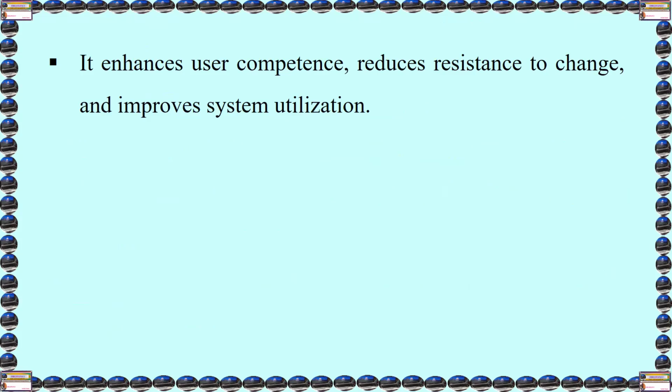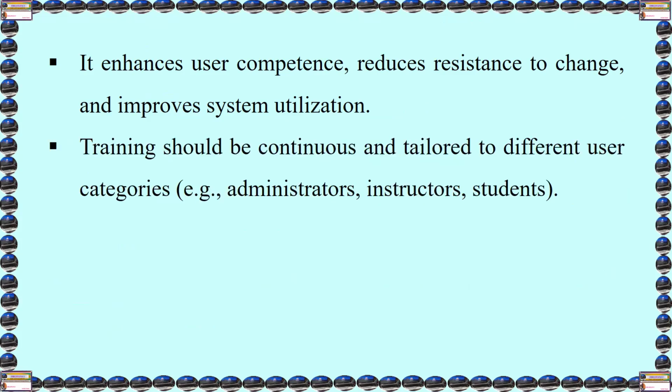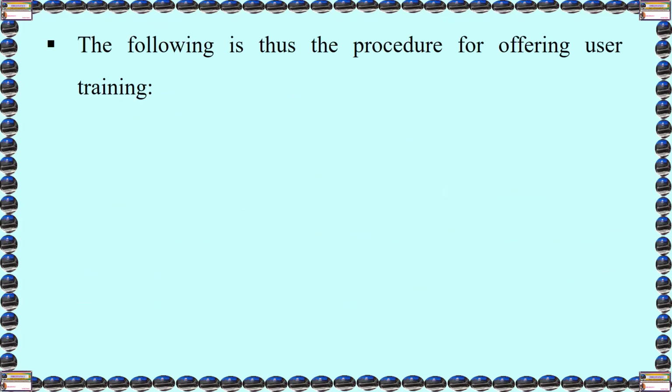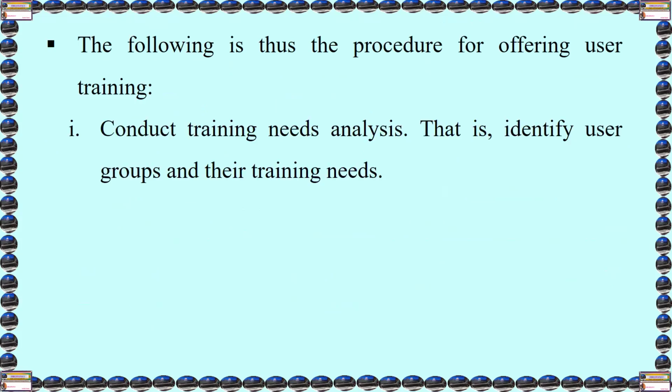It enhances user competence, reduces resistance to change, and improves system utilization. Training should be continuous and tailored to different user categories, for example, administrators, instructors, and students for an education institution. For example, in a Tibet institution implementing an online grading system, instructors must be trained on grade entry, report generation, and data validation. The following is therefore the procedure for offering user training.